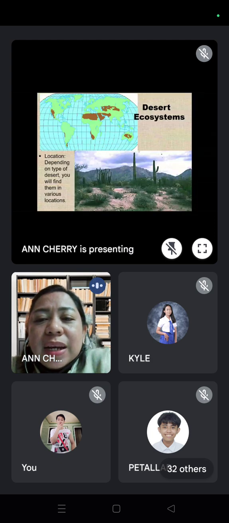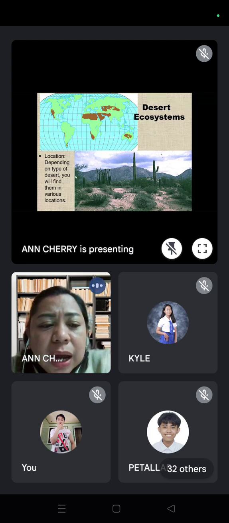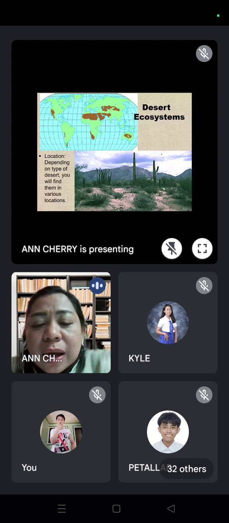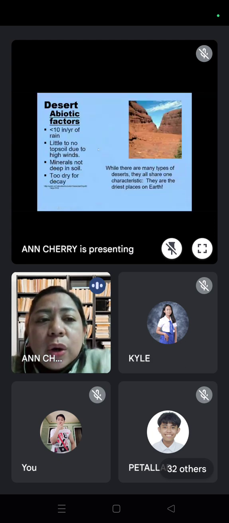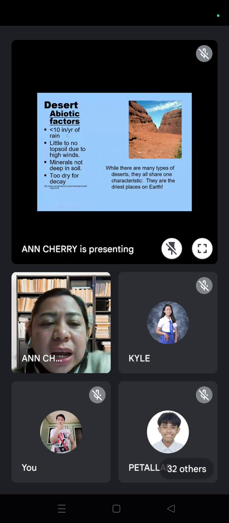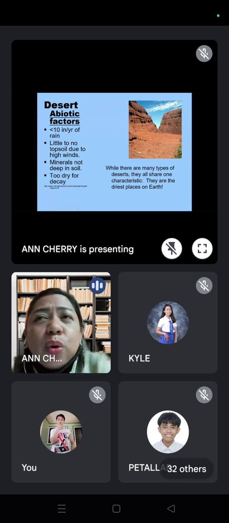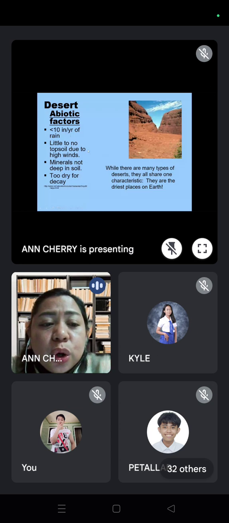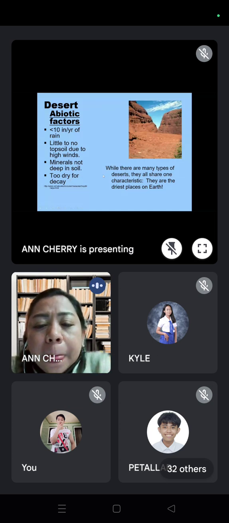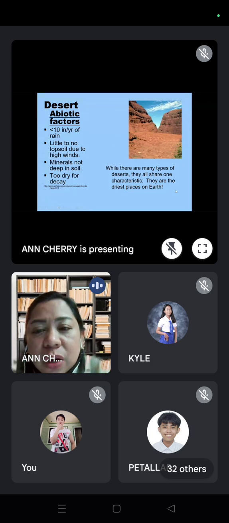Okay. Then we have the desert ecosystem. So, alam naman natin ano yung desert. So depending on the type of the desert, you will find them in various locations. Okay. So ano ba yung abiotic factors ng mga desert? Less than 10 inches of rain per year. Minsan once a year lang mag-ulan sa desert. So little to no topsoil due to high winds, and minerals are not found deep in the soil. So too dry, very dry ang desert. So while there are many types of deserts, they all share one characteristic. They are the driest places on Earth.